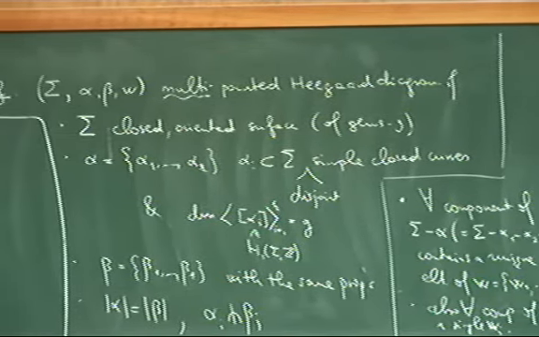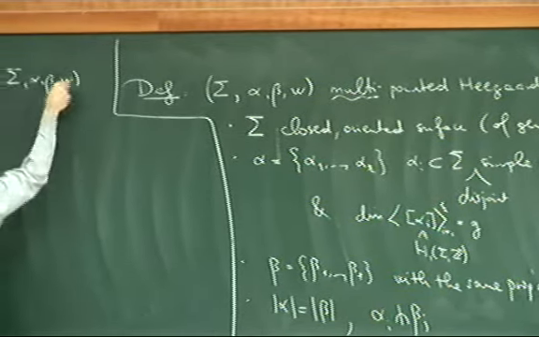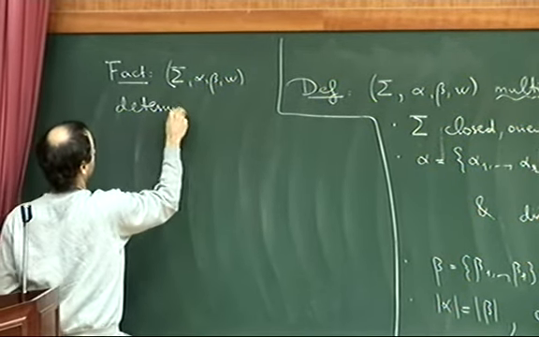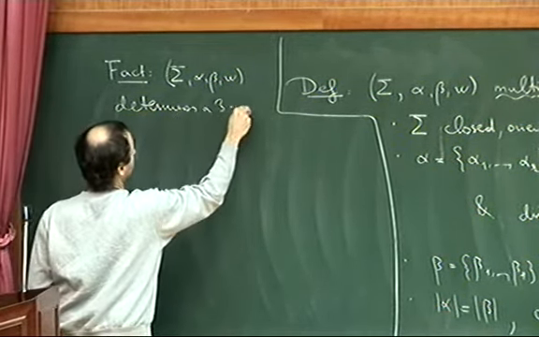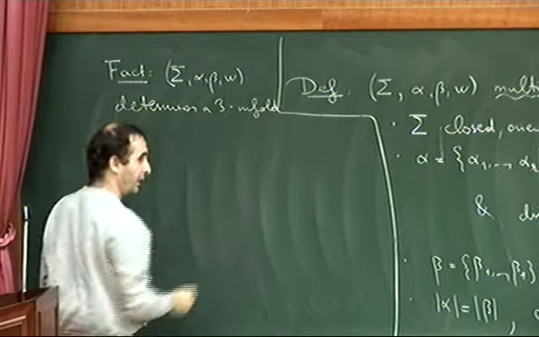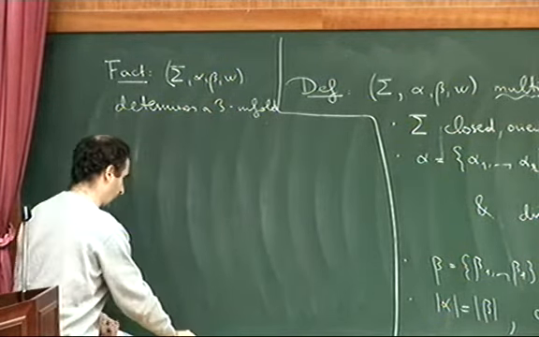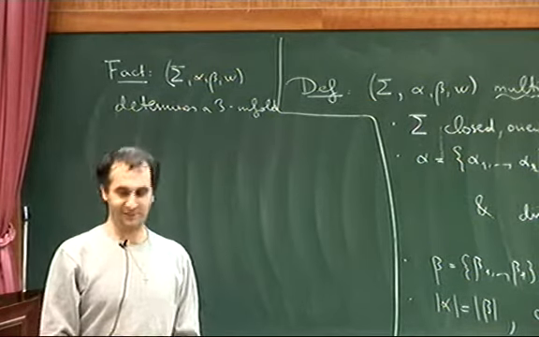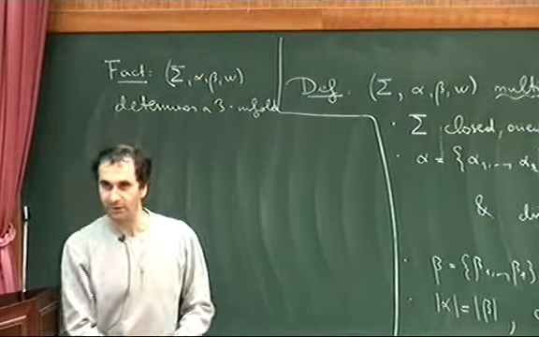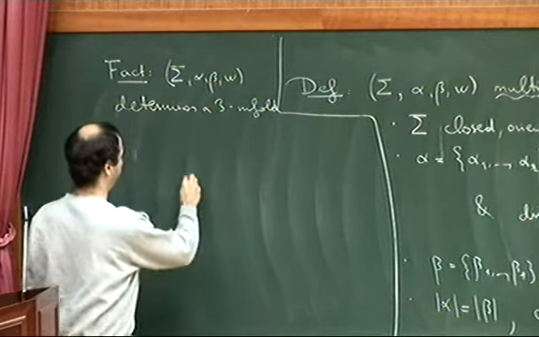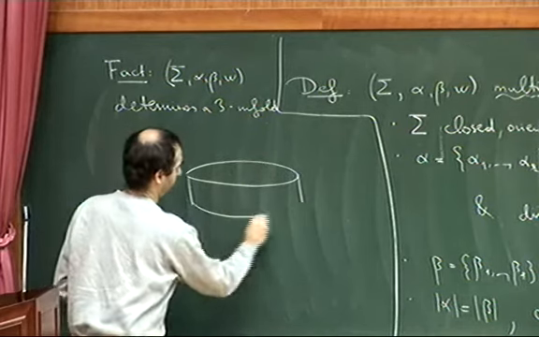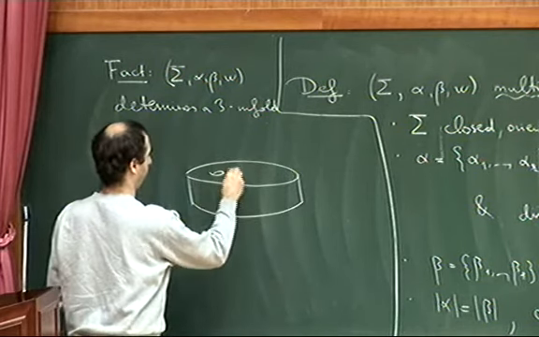A multi-punctured Heegaard diagram determines a three-manifold. And the way to see it will be much easier to see after David tells his story about handle decomposition of manifolds, especially in low dimension. But let me just draw a little diagram for that.